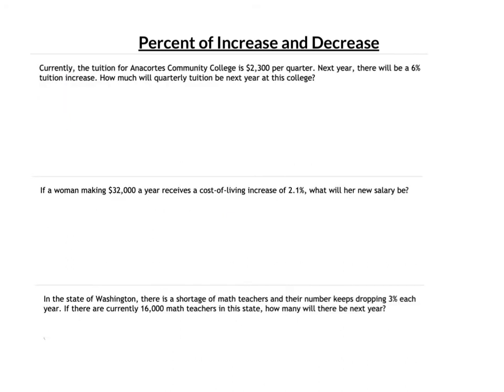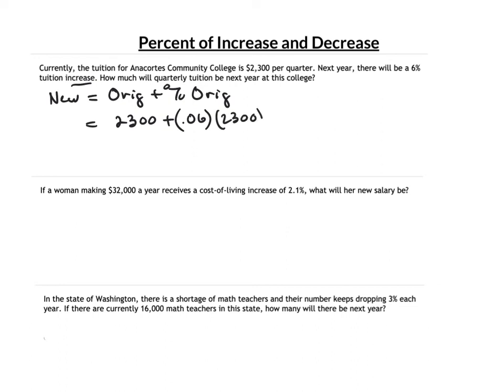Here we have an increase. So tuition at the college is $2,300. So we're going to get a new price for tuition by taking the original, and because it's an increase, we will add a percent of the original. So the new price will be $2,300 plus 6%, that's 0.06, not 0.6, times 2,300. And that ends up being $2,438.00.